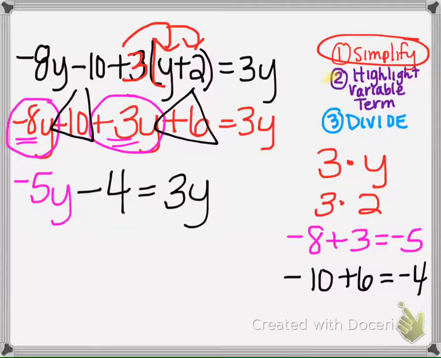All right, our next step is to highlight the variable term. But there's a problem. We have a term here and we have a term here, and it says to highlight a variable term, as in 1. So that is my reminder there that we can't do that. So that means we have to get rid of one of them. So I'm going to go ahead and get rid of the negative 5y by adding 5y, and that would make 0y. And whatever I do to the left, I have to do over here to the right.